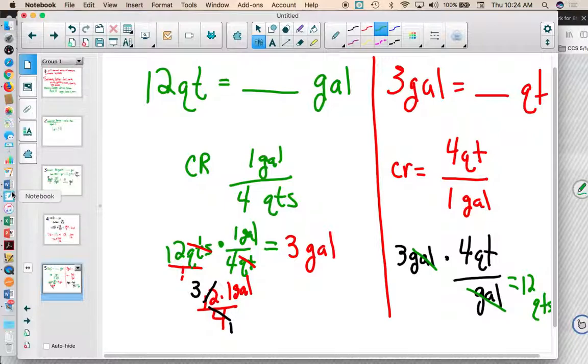Jocelyn, when I didn't do it that way, I did it in my head too. Because I know that there's 4 quarts in a gallon, and then I did 12 quarts divided by 4 quarts equals 3 gallons. Okay, so you did it a little different.